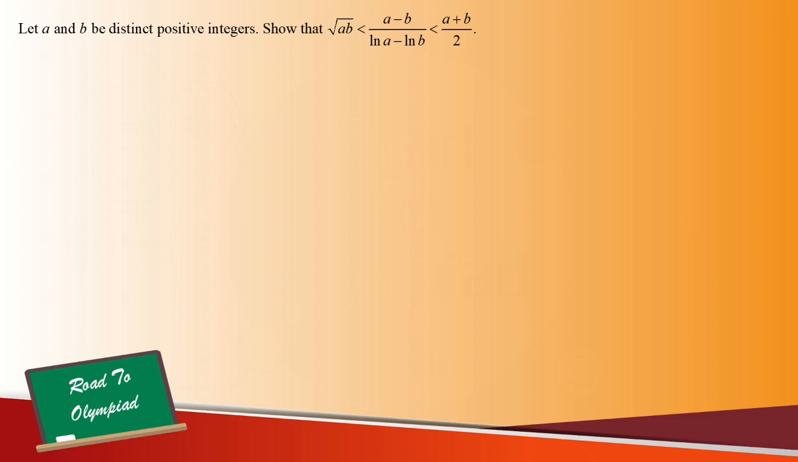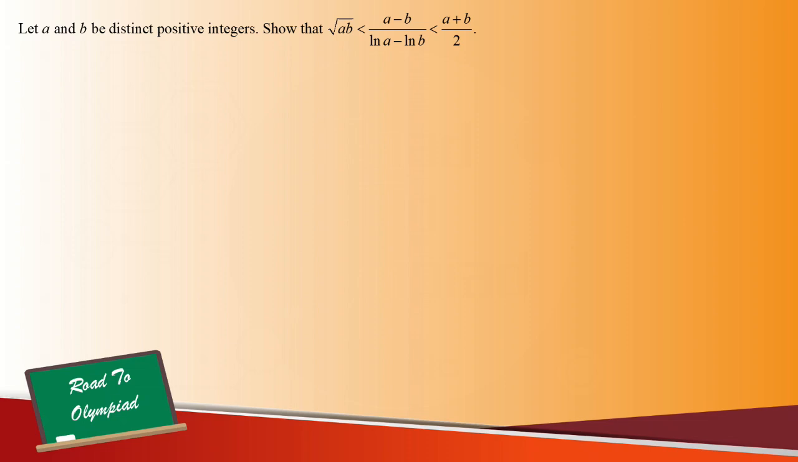Welcome to RTO. Consider the following problem. Let a and b be distinct positive integers. Show that square root of ab is less than (a minus b) over (ln a minus ln b), which is less than (a plus b) over 2.